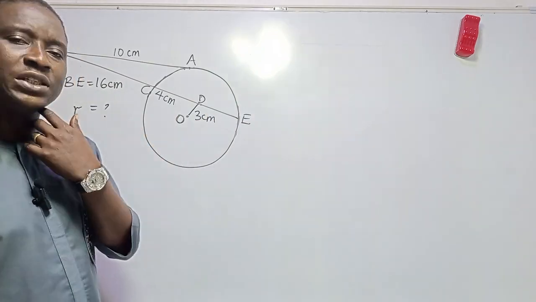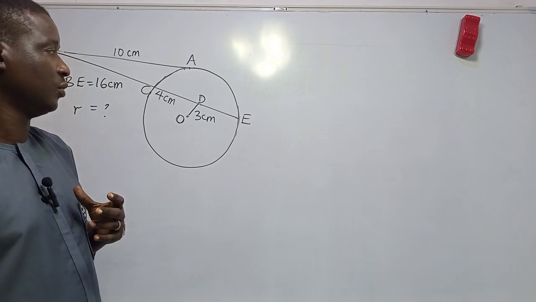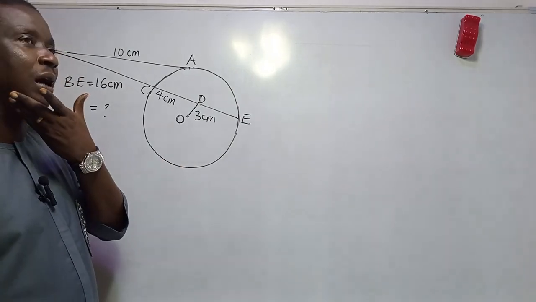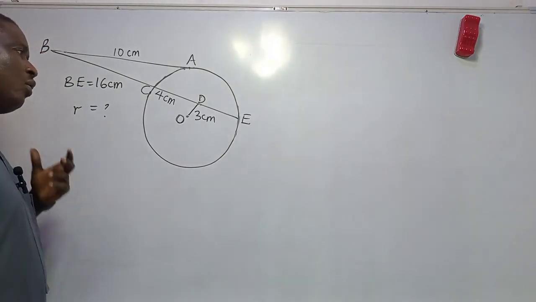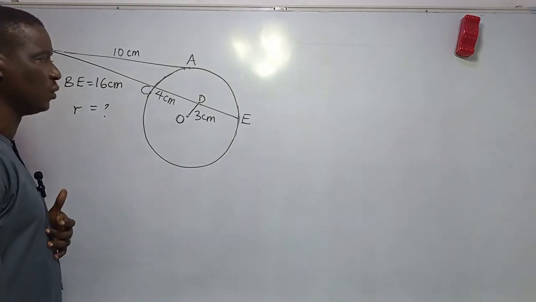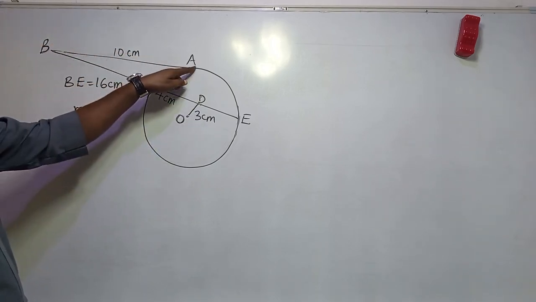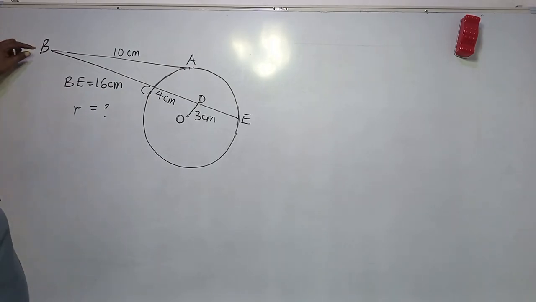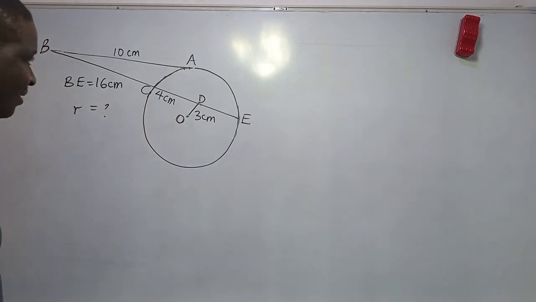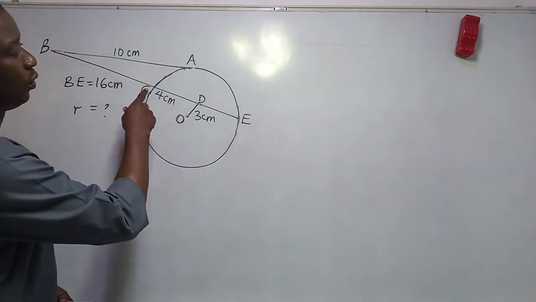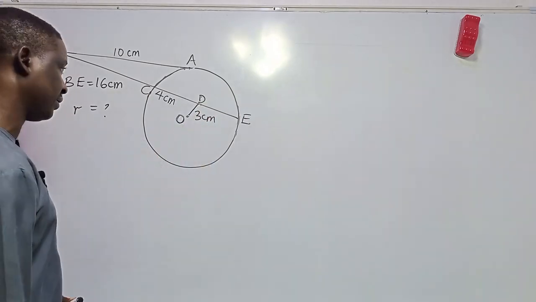And we want to look at this interesting question. The diagram is scary but very easy. Let us see how we start this particular question. We are given a circle with the tangent AB, and we are given BE. BE is a secant. A secant is a line that touches the circle at two different points.